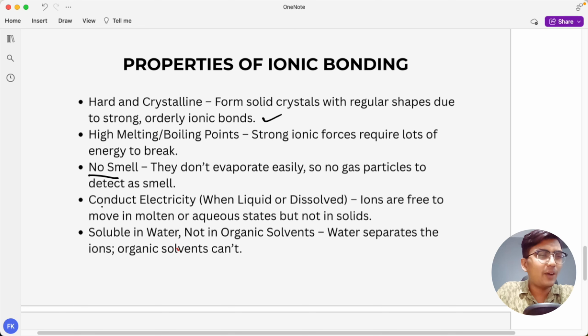No smell. Why is that? As they have a high melting and boiling point, the ionic compound doesn't evaporate, so there are no gas particles to detect the smell.